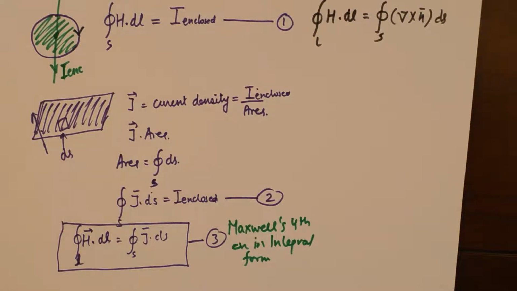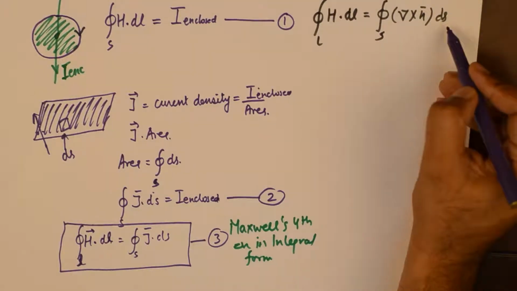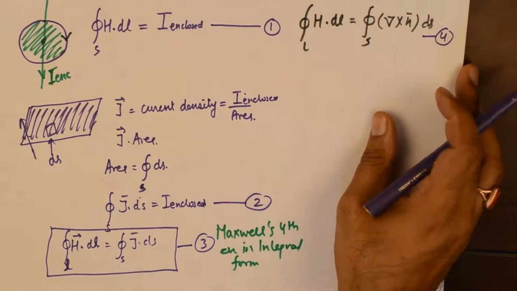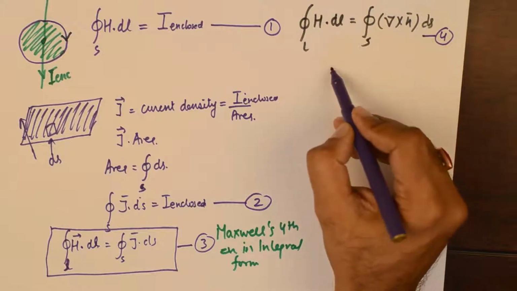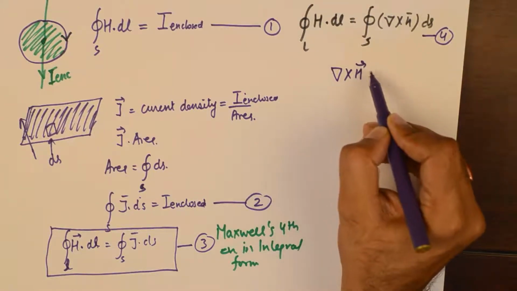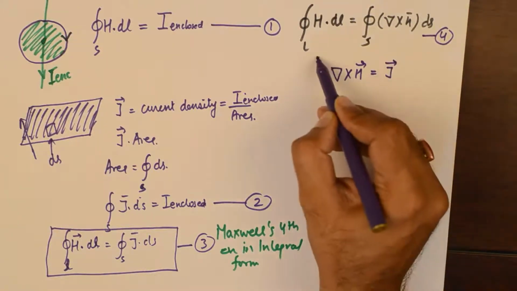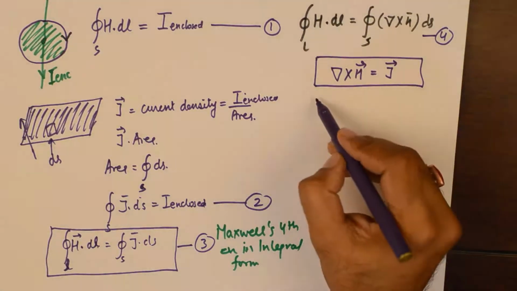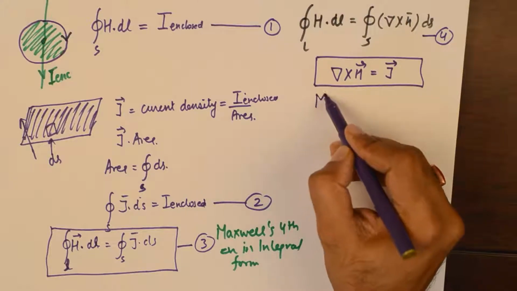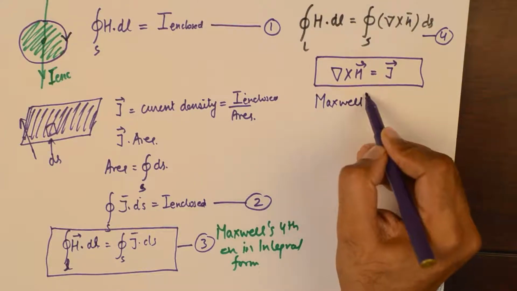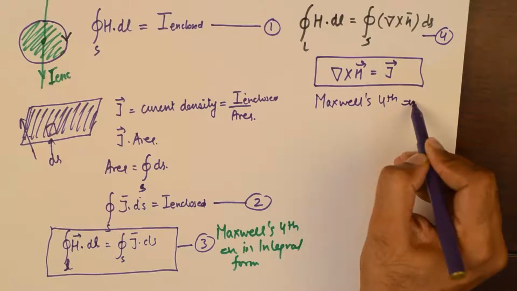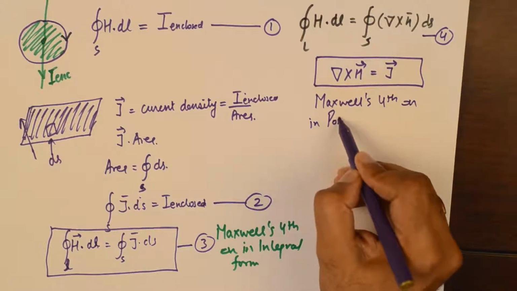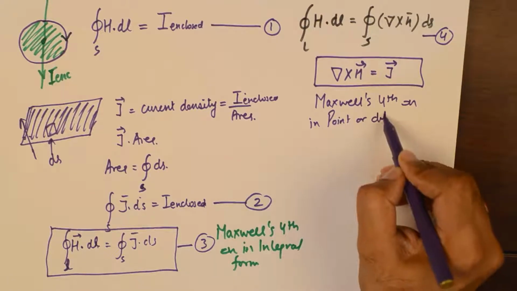Stokes theorem relates line integral to the surface integral, and if I compare equation number 3 and I'll give it equation number 4, I'll find that curl of H is equivalent to the current density, and this is a popular form of Maxwell's fourth equation in point or differential form.